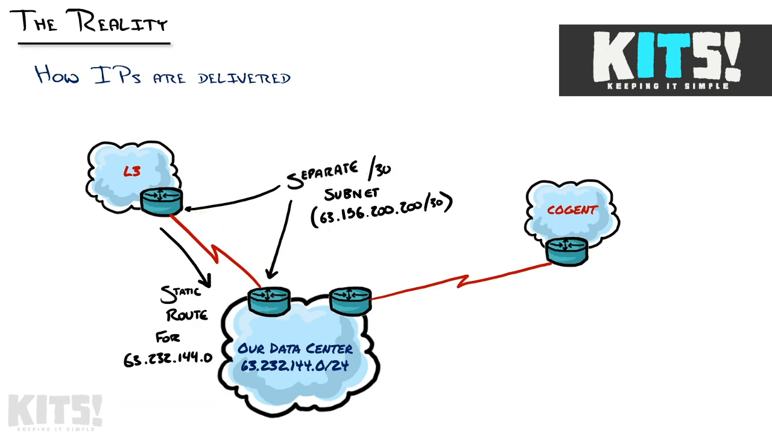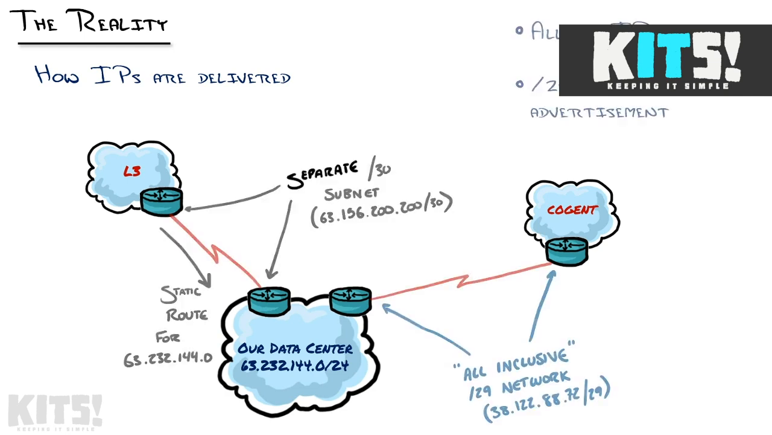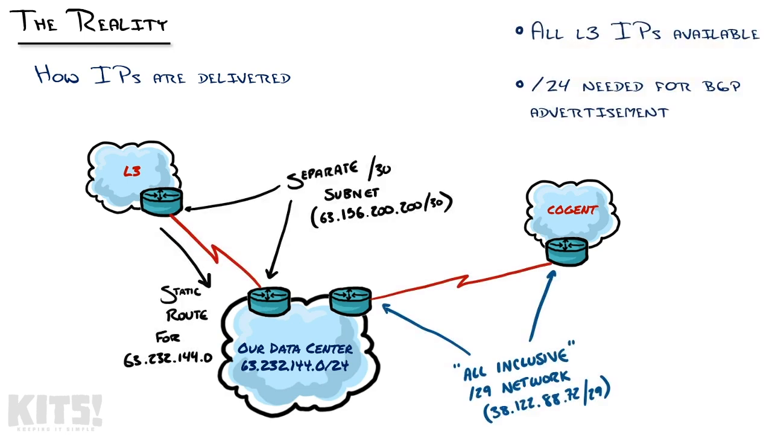The other way IP addresses can be delivered is as an all-in-one or all-inclusive network. That's what Cogent did for us. Even though we have a single connection here, they gave us a /29 network. Actually, 38.122.88.72. I can't remember off the top of my head, but I think we are 73 and they are 78. With a /29, you have 8 total IP addresses, 6 of which are usable, but we're only using 2.